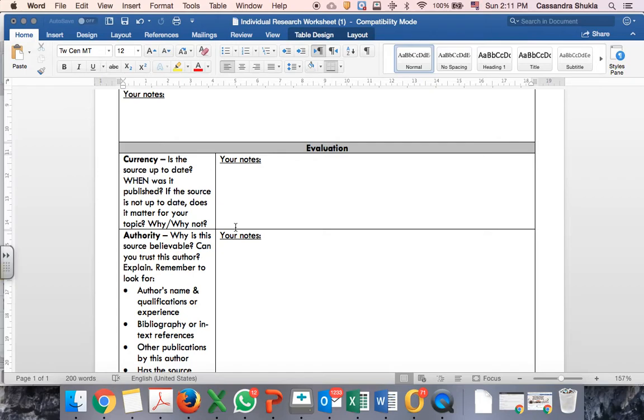And explain to me, let's say your source isn't up to date, does it matter? So you might say, I'm using the basic information, I'm not using the numbers. So if you're reading a website and you say, okay, the number of people that it says died isn't up to date, but I'm just talking about why this issue has happened. Okay, so that's currency.